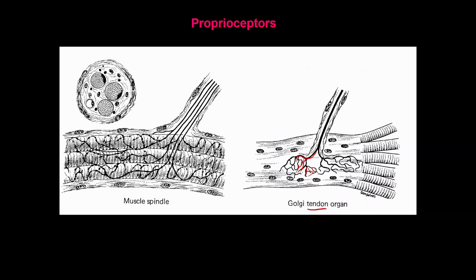Yes, so they are Golgi tendon organs. That means they are in the tendon. These axons are penetrating the tendon, and they are inhibiting motor nerve activity. They are inhibiting because when there is a muscle contraction, and it's a very, very big muscle contraction, you don't want your muscles to rupture or something. So these Golgi tendon organs will inhibit motor neurons, so they will lower the muscular force. Yes, so that's why we need them.